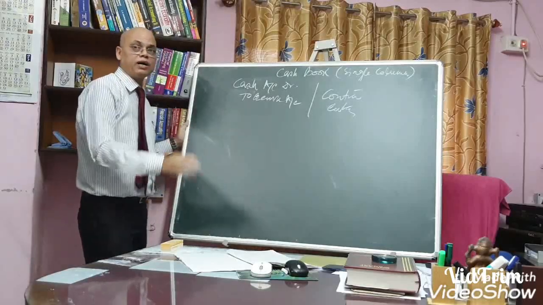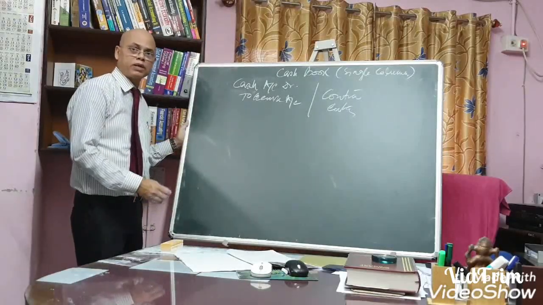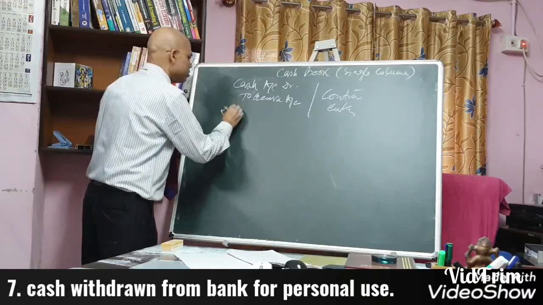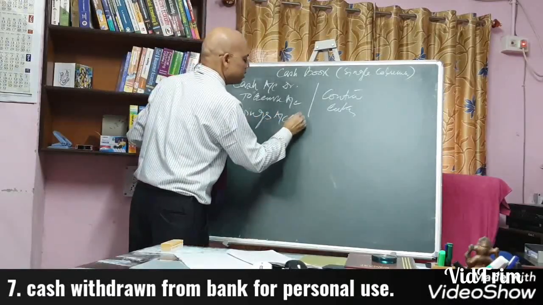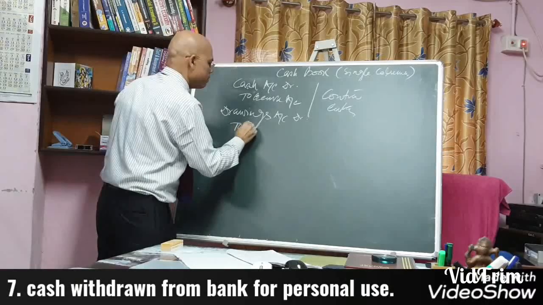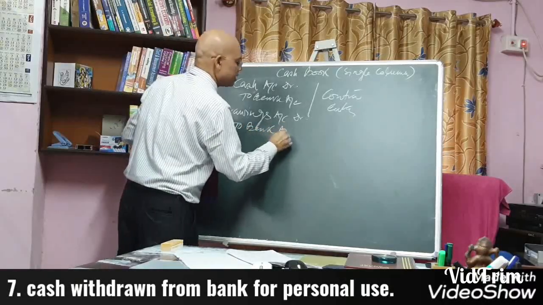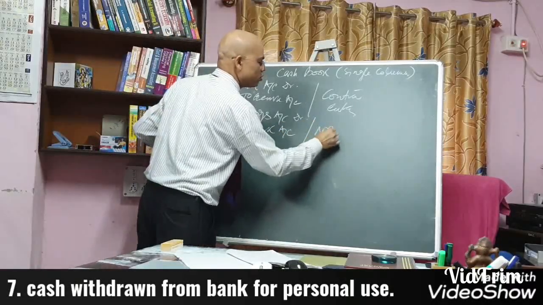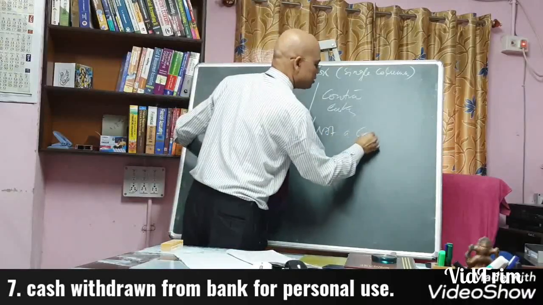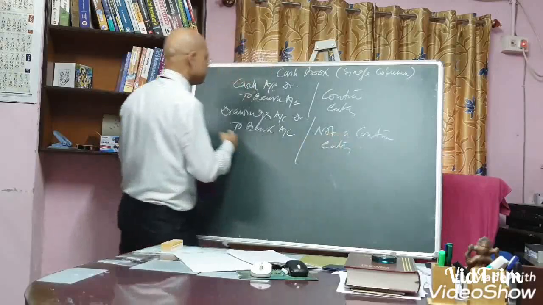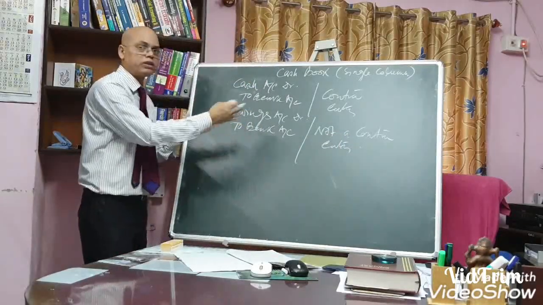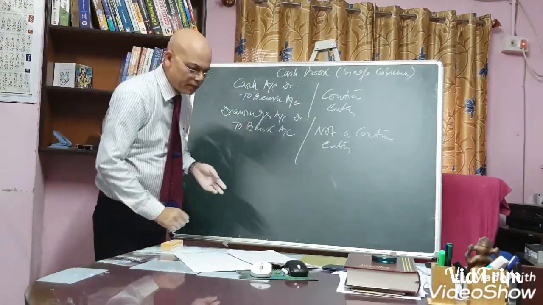But if the money is withdrawn for the personal use, then it is called drawings. Drawings account debit to bank account. Then it is not a contra entry, because on both sides the effect is not going, only on the credit side by drawings it will come.